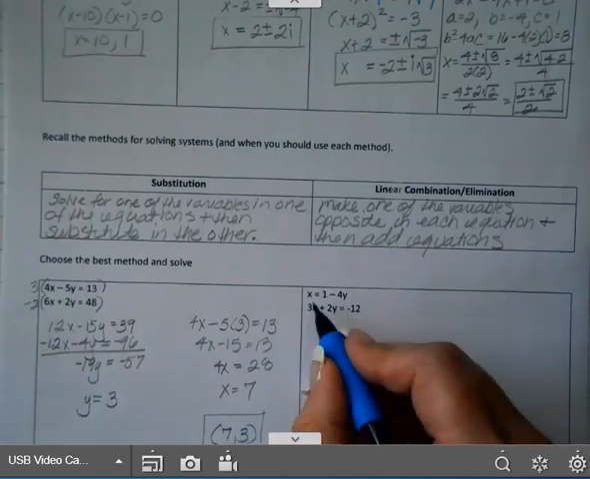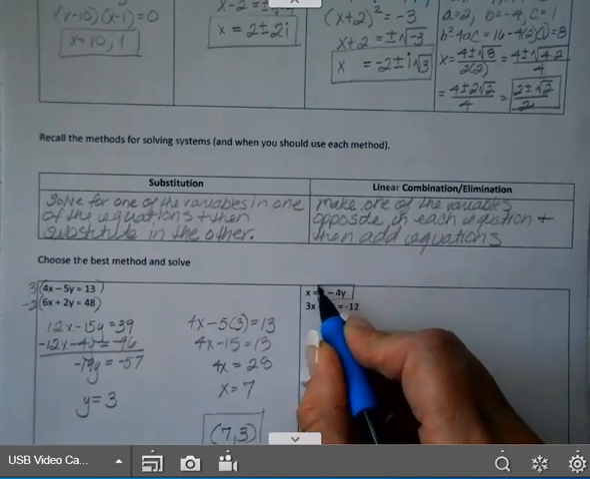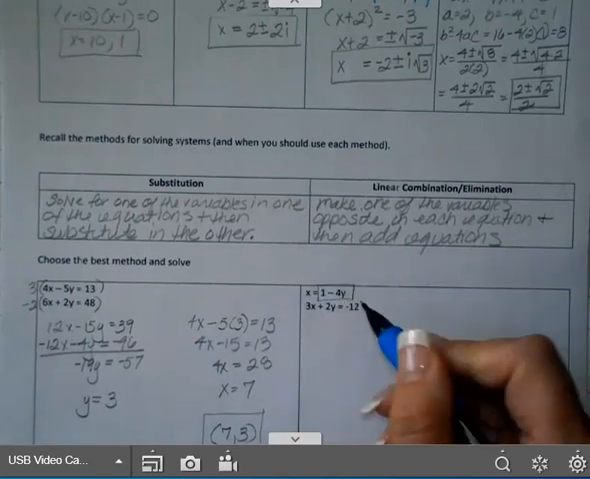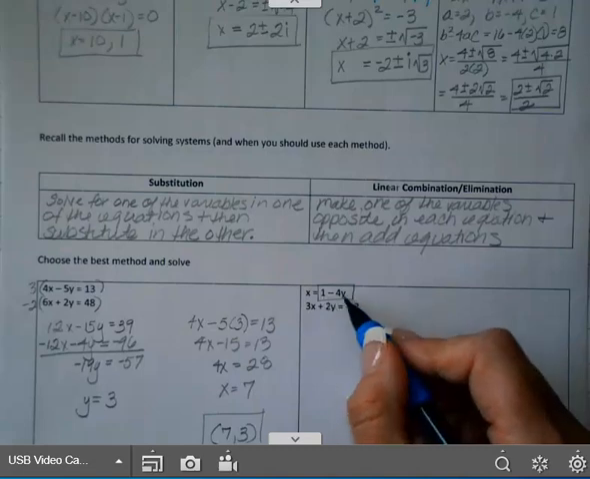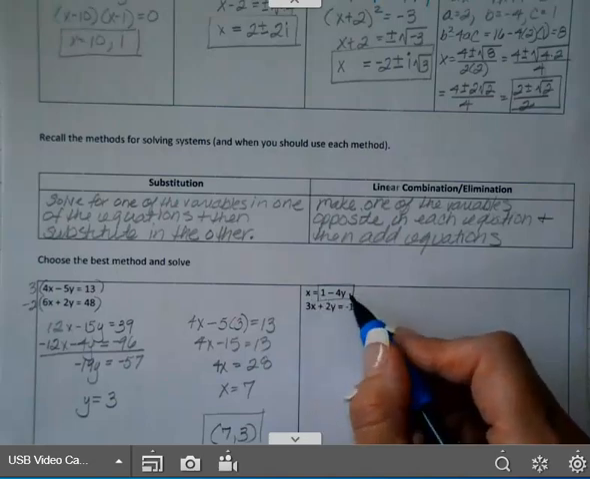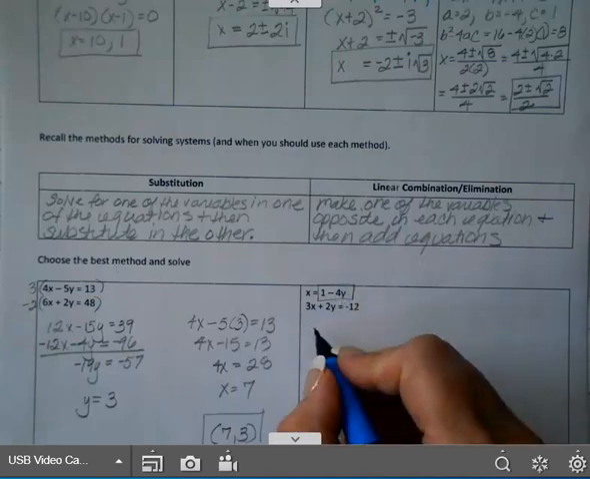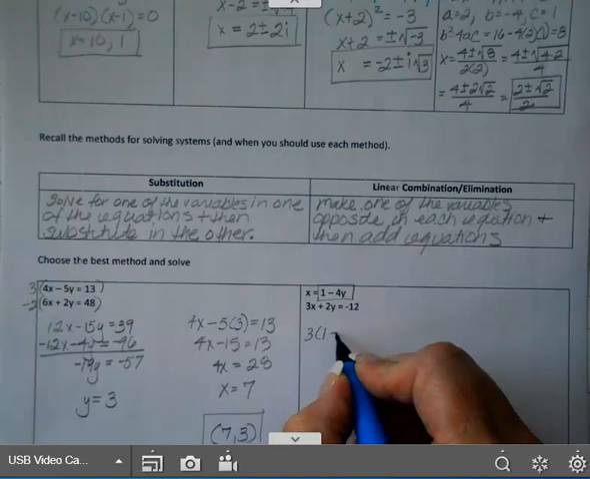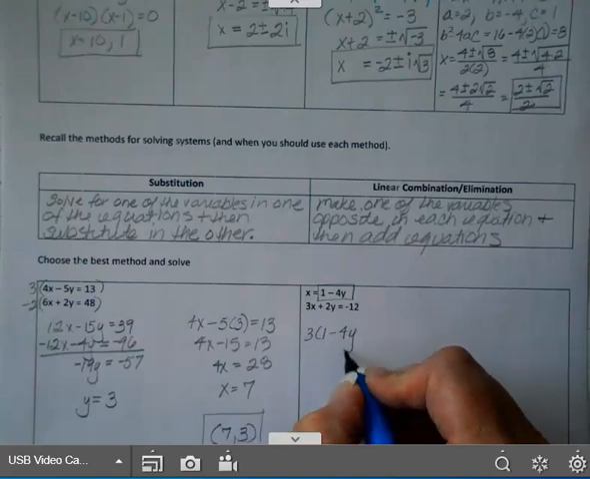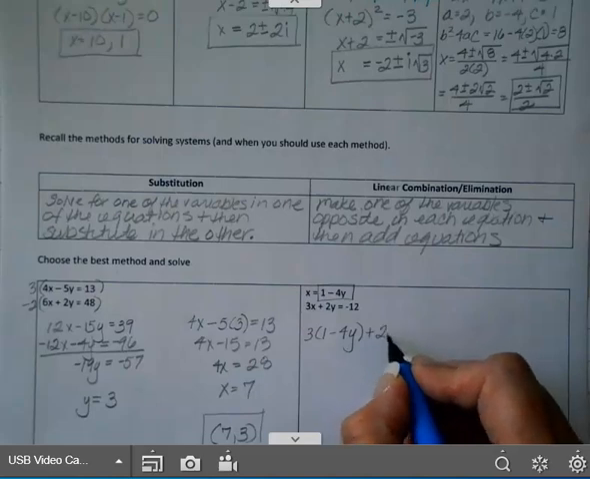My next one, notice I have my x already by itself. So there's my substitution. And I'm going to plug 1 minus 4y in for x in my other equation because x is equal to this. So instead of using x, I can use 1 minus 4y. And when I plug that in for x in my other equation, I will end up with one variable in my equation, so I'll be able to solve for that variable.